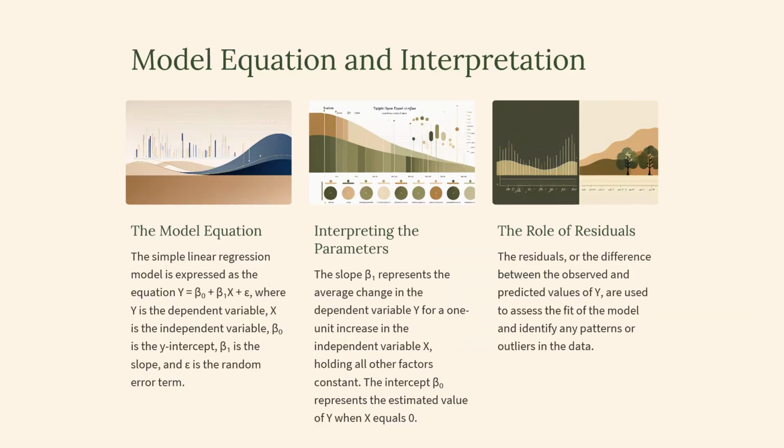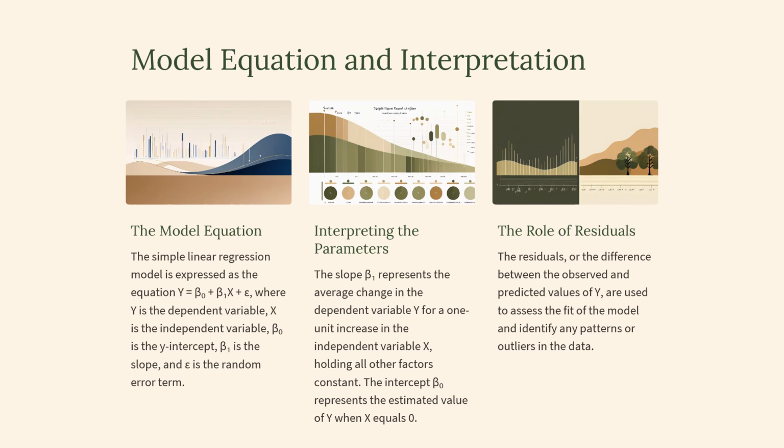Model equation and interpretation. The simple linear regression model is expressed as the equation y = beta 0 + beta 1 x + e, where y is the dependent variable, x is the independent variable, beta 0 is the y-intercept, beta 1 is the slope, and e is the random error term.